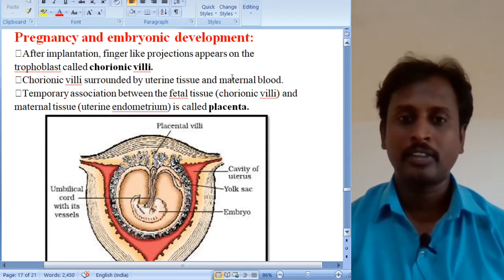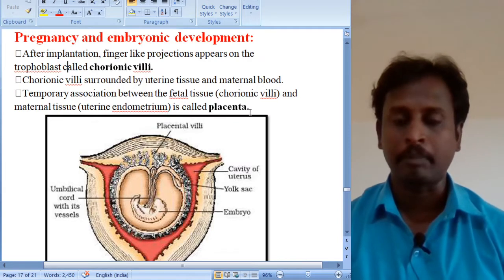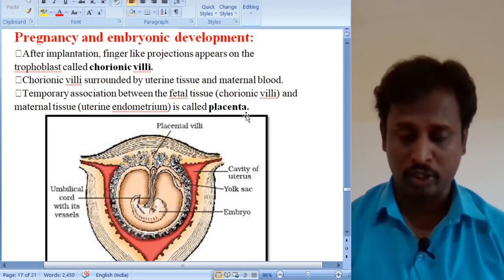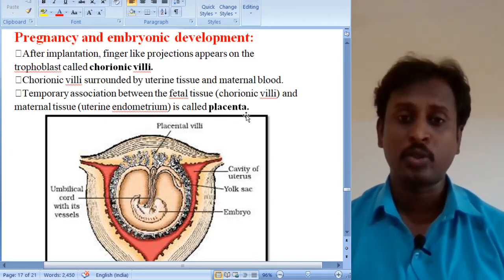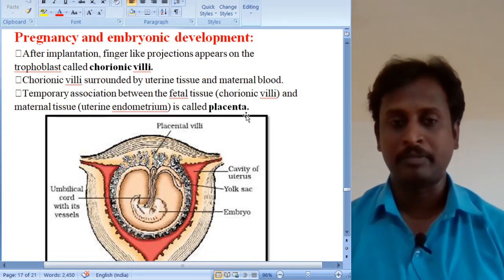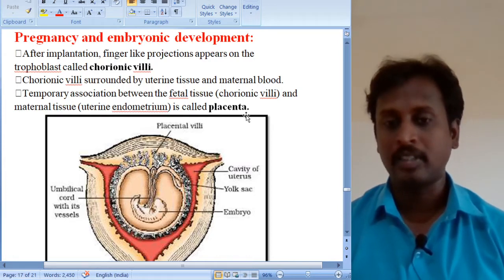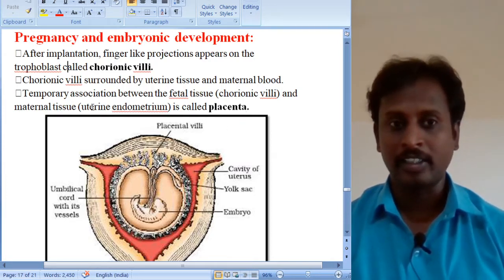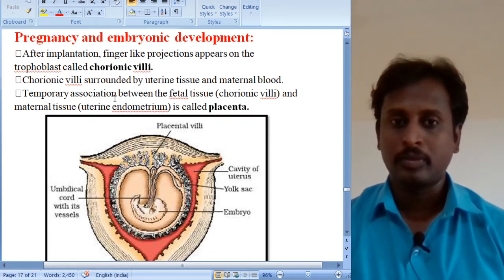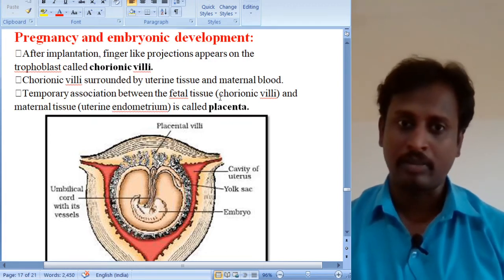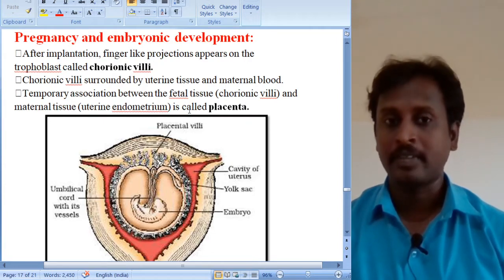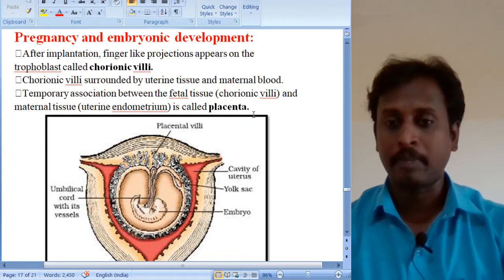Okay, and we have one more part here, that is the placenta. The placenta is a temporary association between the fetal tissue as well as the maternal tissue. I already told you which part is the fetal side and which part is the mother side. That is what we call the temporary association. It is a mass of tissue which makes a temporary connection between the fetal tissue and the maternal tissue, that is the endometrium layer, and collectively we call it the placenta.